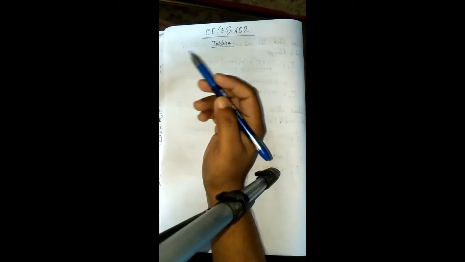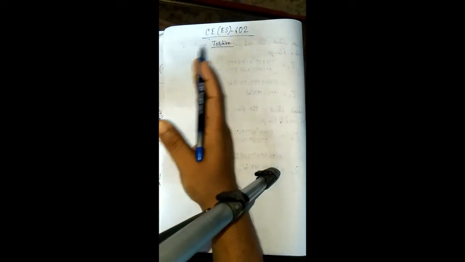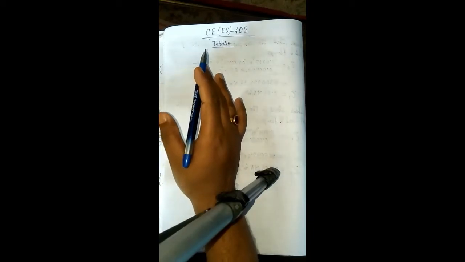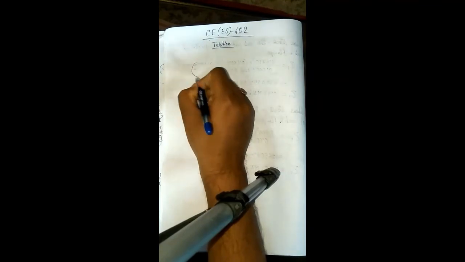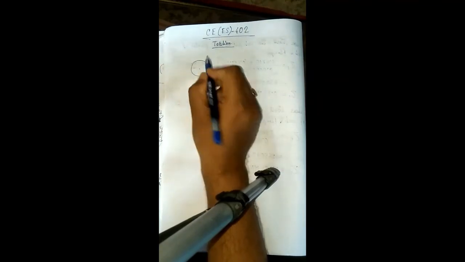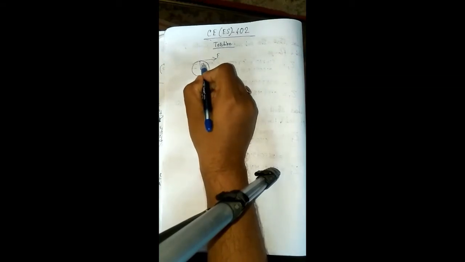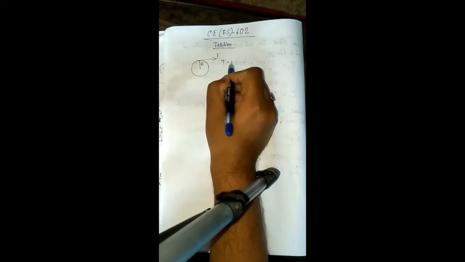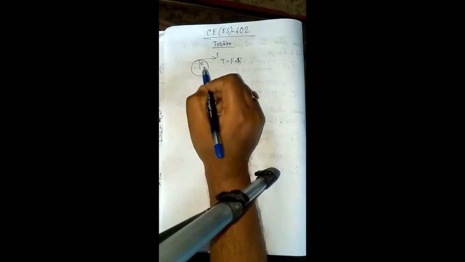In case of a shaft, if the force is applied tangentially in the plane of the transverse cross section, the torque or twisting moment may be calculated by applying the force with the radius of the shaft. Suppose this is a cross section of the shaft and this is the tangential force F and the radius is R. So the twisting moment, that is T, becomes F into this radius R.